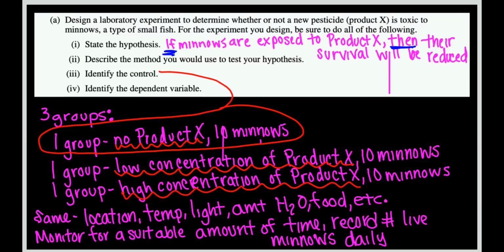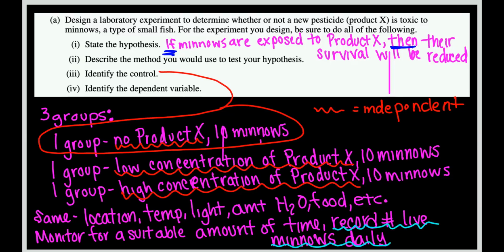So I'm going to say that's the independent. Okay, and then I'm going to use a different color, and I'll do our dependent variable. So the dependent variable is the thing that changes in response to that independent variable. So what are we doing? We want to see survival, right? So what are we recording? We're recording the number of minnows, right?